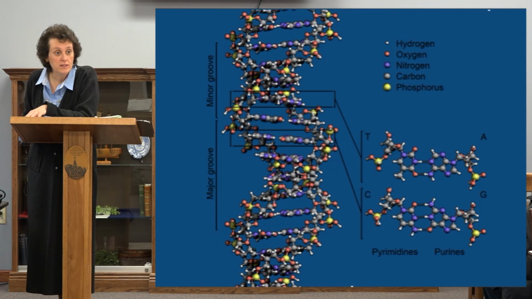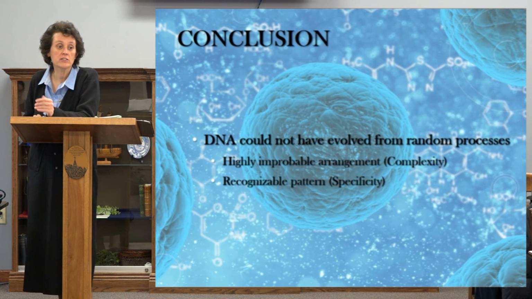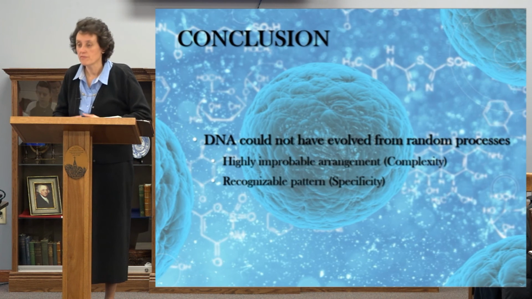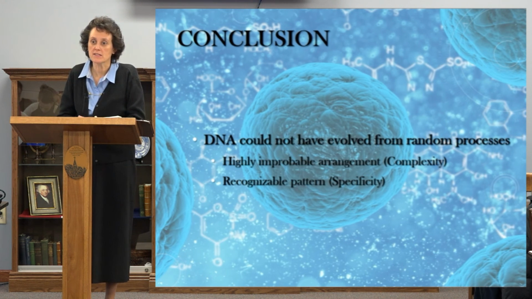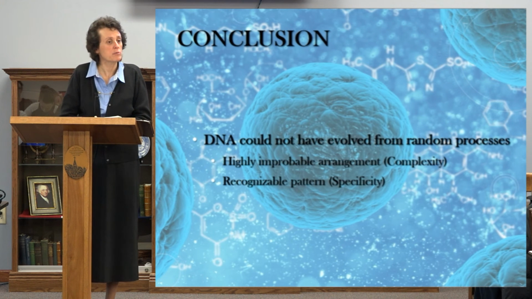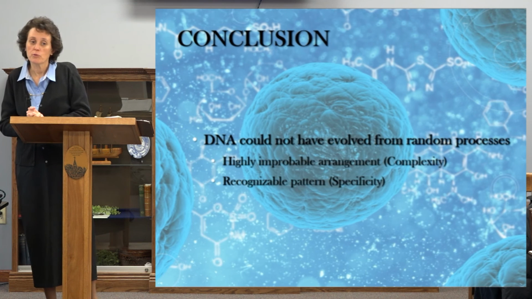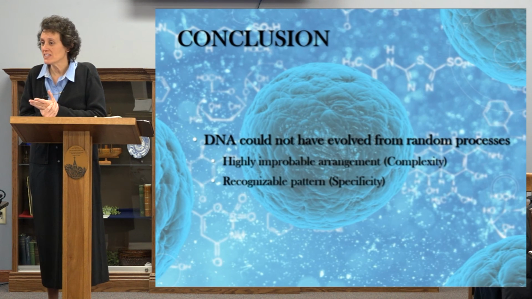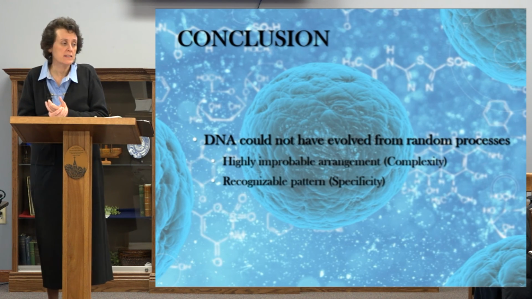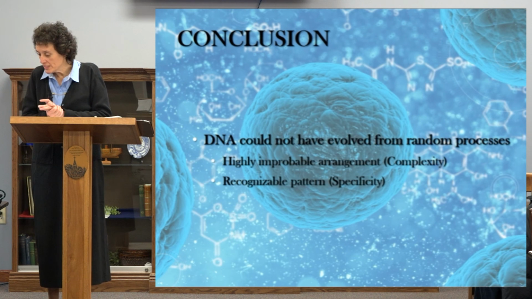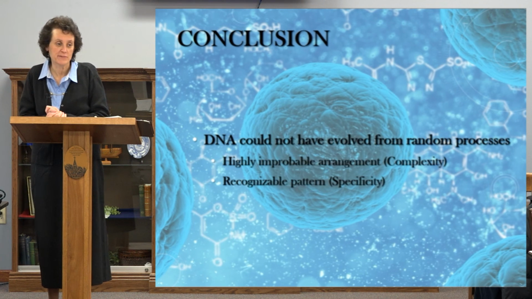Okay, so what is the origin of that information? Because that information is both complex and specified. That means it had to have been the result of what? Intelligence. So here's our conclusion. DNA could not have evolved from natural random processes. The idea of specified complexity is the direct result of the randomness. So we're going to say that the origin of information is not from mutations in the DNA. It's impossible. Mutations are random. So DNA could not have evolved from random processes. It's a highly improbable arrangement and a recognizable pattern.